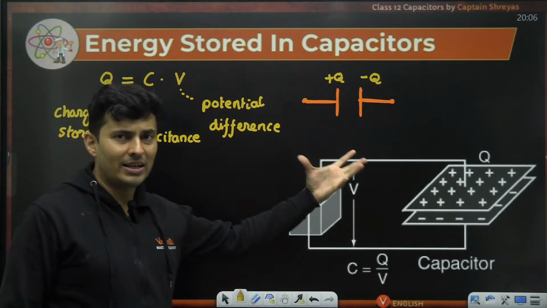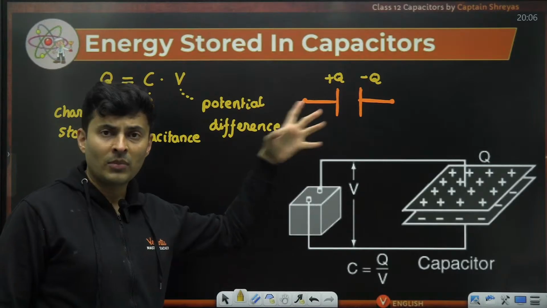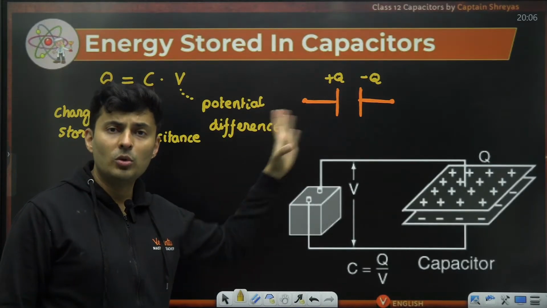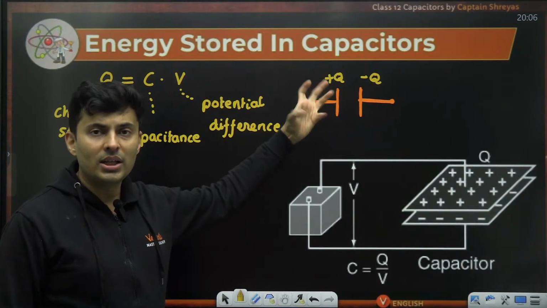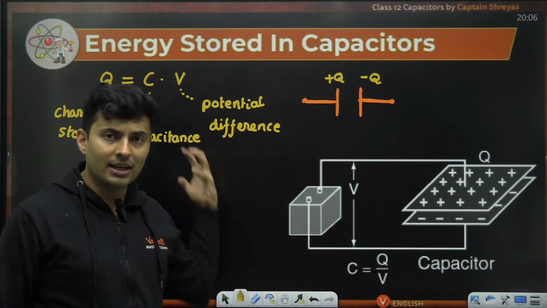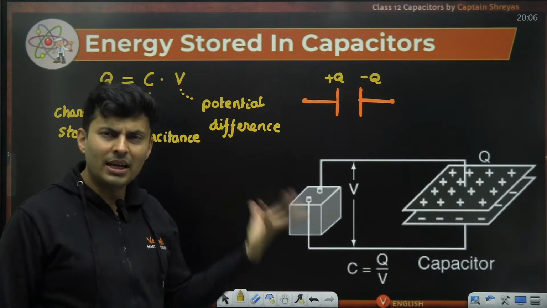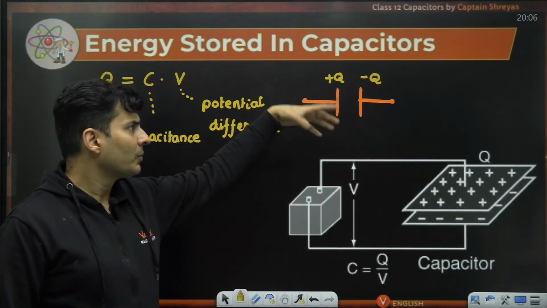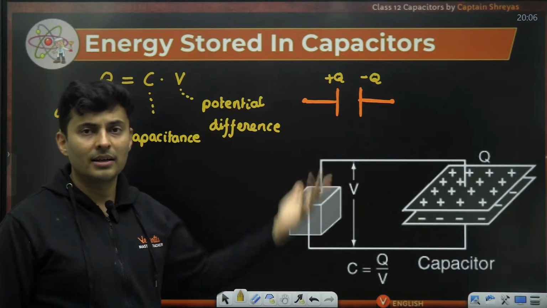When you use this capacitor in some circuit, the charges will start moving around, it will develop a current and it will lose the charge and eventually it will become discharged. So all the energy stored will be utilized in that external circuit, maybe a bulb, maybe a motor, anything, doesn't matter. So there is some energy stored here and it gets utilized when you connect a circuit across it.